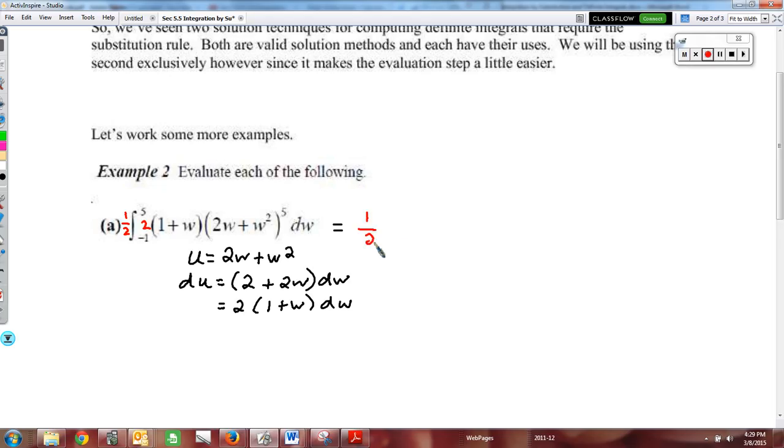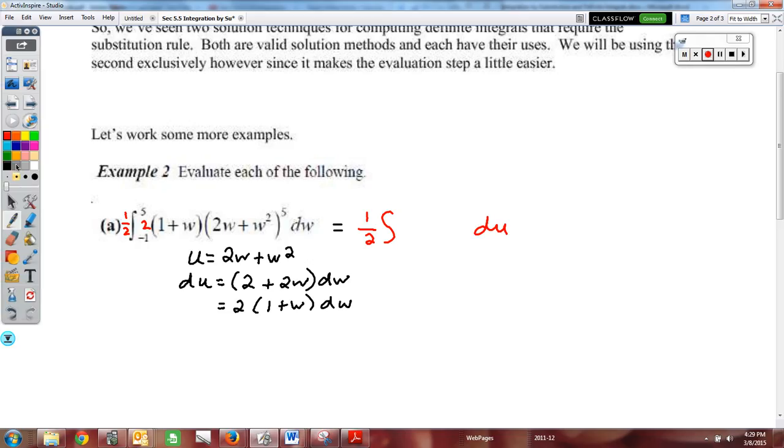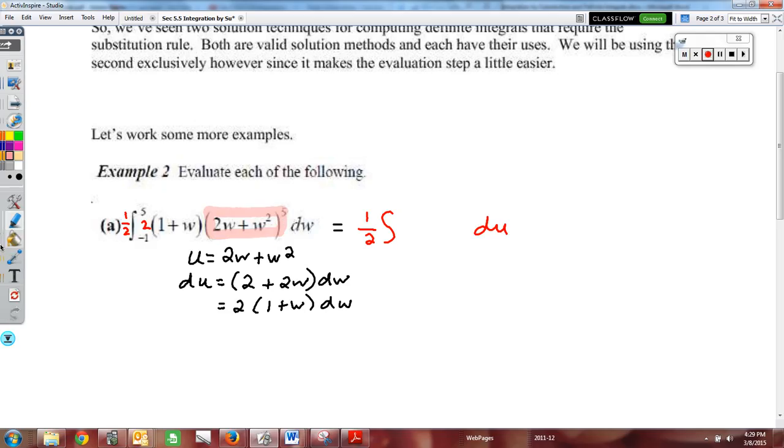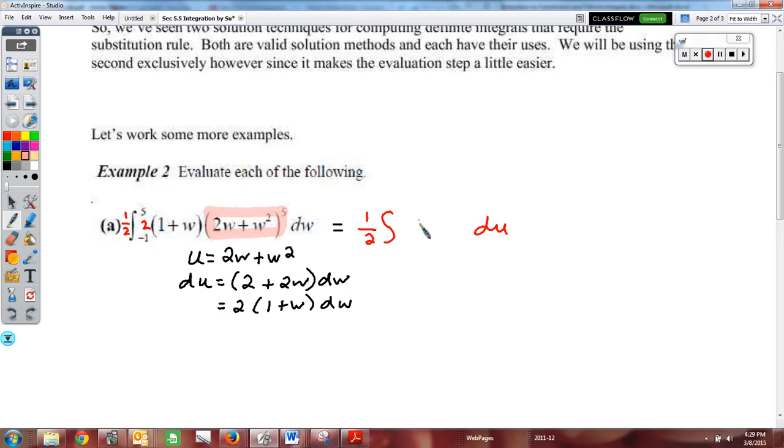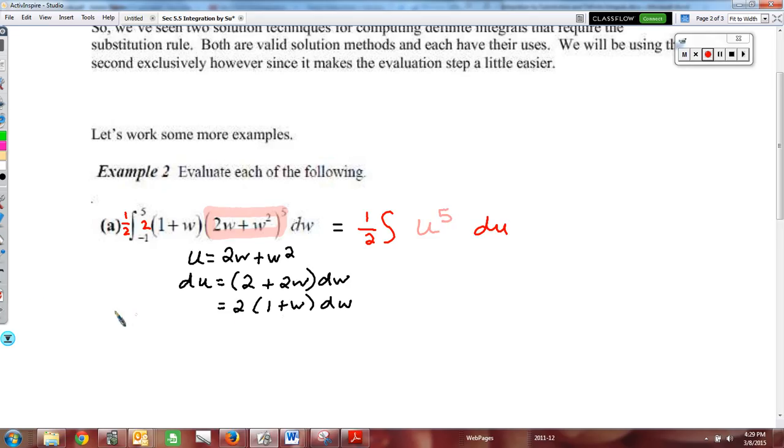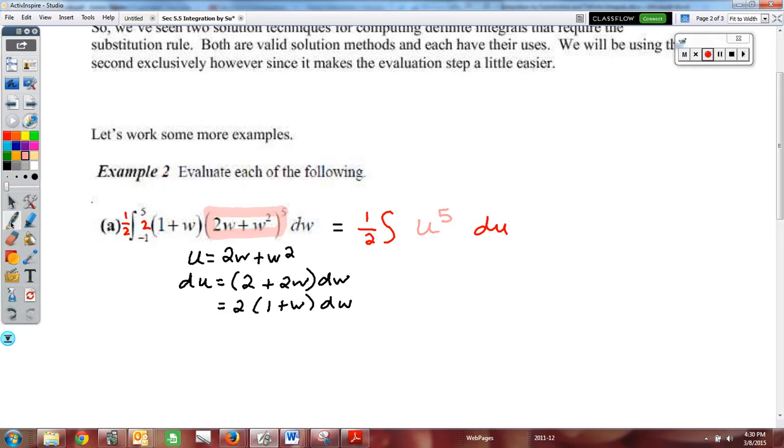So I have my 1/2, my integral. I'm going to wait for my bounds, okay, because I'm switching everything to u. The 2, 1 plus w dw is your du. This is where your box is. Okay, again, keeping it in terms of how we were teaching this before. There's your box. So I am going to go ahead and change that to u to the 5th. And so I make that easy to integrate.